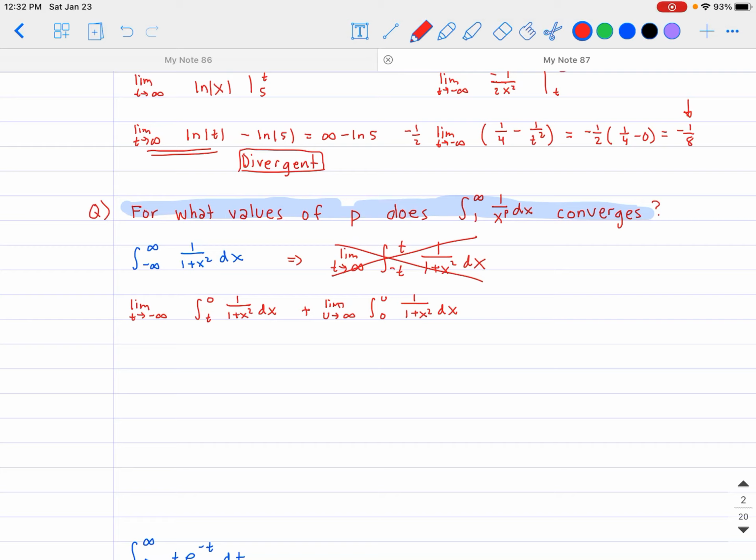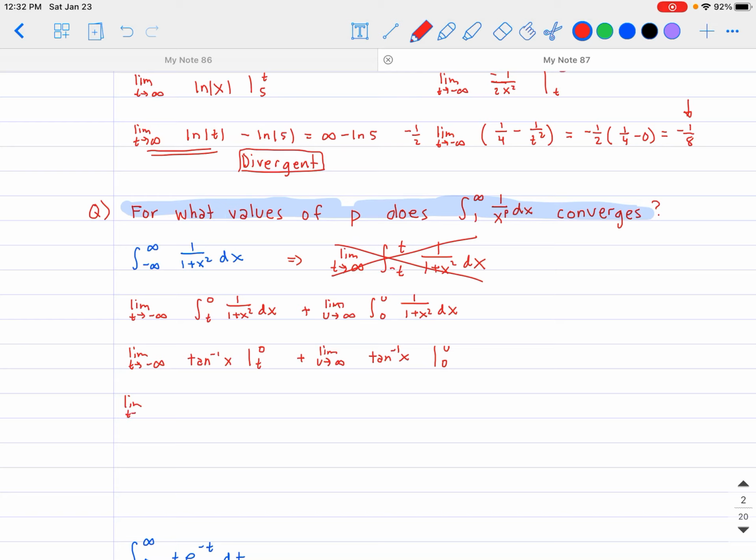Okay, so now we're going to solve for each one. Limit as t approaches negative infinity. The first one is just going to be, let's see, tan inverse, if I remember correctly, right? So that's going to be the tan inverse of x, with the boundary from t to 0. And then plus, for the other part, limit as u approaches infinity, that is going to be tan inverse as well, from 0 to u.